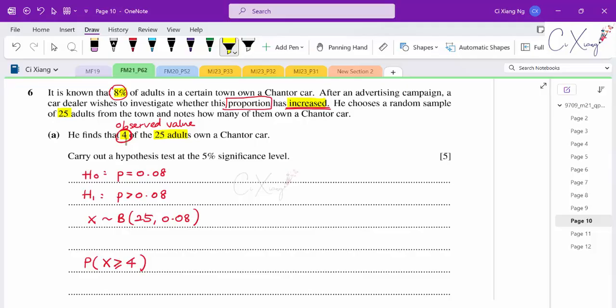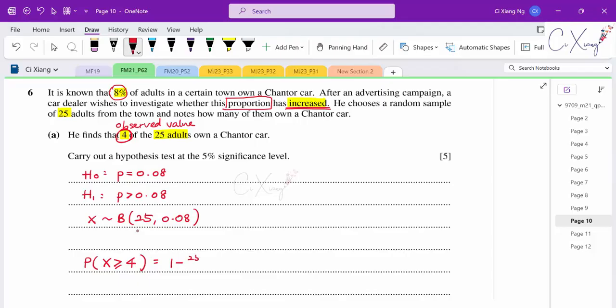Because in the question, they already tell you 4 is included, 4 adults, the 4 is included. Therefore, when you want to calculate the p-value, you should include the 4. The equal sign should be included here, right? Okay, so now we want to calculate the probability for x greater than or equal to 4 by using a binomial distribution. The easier way will be to take 1 minus x equals to 0, x equals to 1, x equals to 2, and x equals to 3. So you need to take 1 minus x equals to 0.